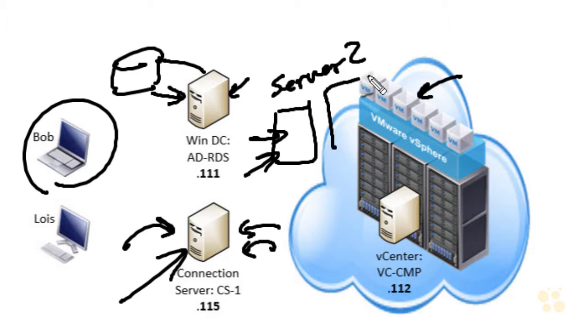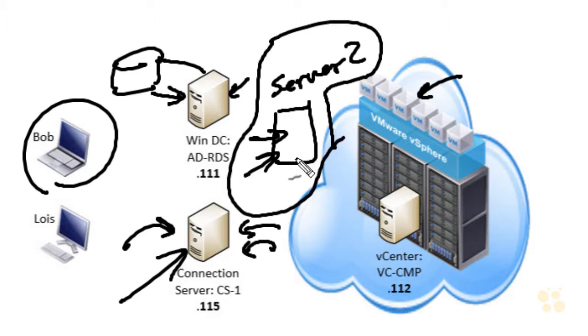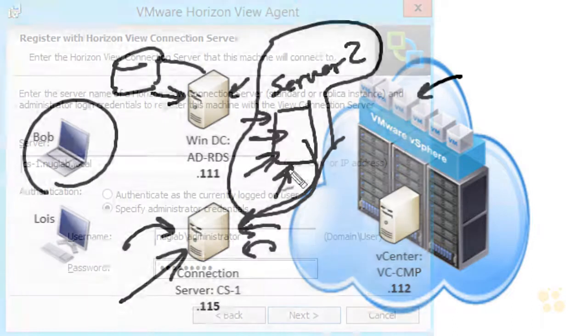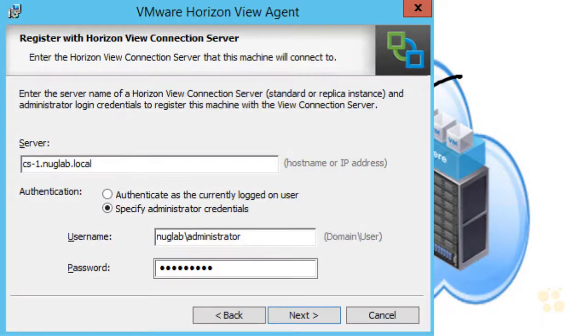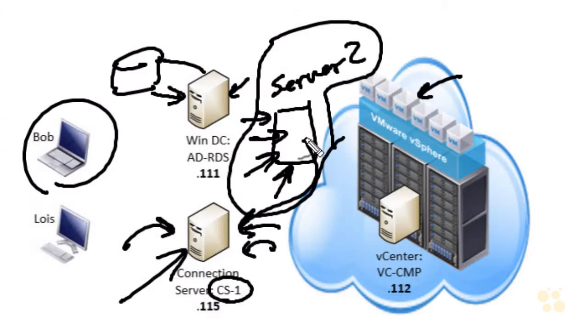So I ended up spinning up yet another Windows 2012 server. I enabled RDS services on that server, and I installed the agent, the Horizon View agent, on that server. And during the install of that agent, it asked me which connection server we want to report to, and I told server 2 it should report to CS-1 as its connection server. So the backend RDS services and the agent are currently installed on server 2.